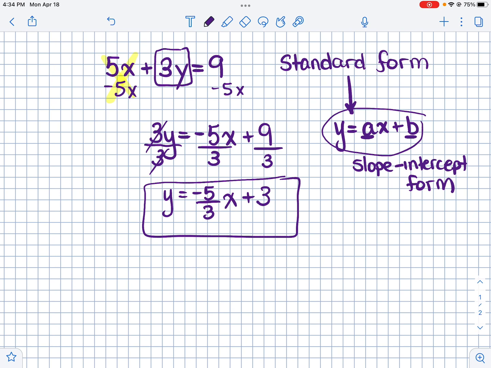After I rearranged everything, now I can see that the slope of this equation is negative 5 over 3. That's the slope. And I can see that the y-intercept is 3. And I would 100% leave this as a fraction. Don't write it as a decimal. It's nice to have the slope as a fraction. Okay, so that's how you can go back and forth between different forms of an equation.